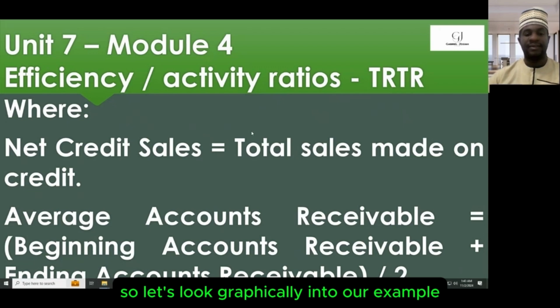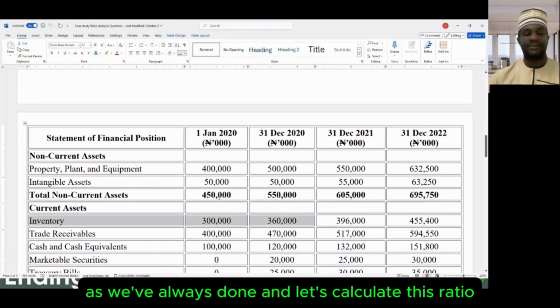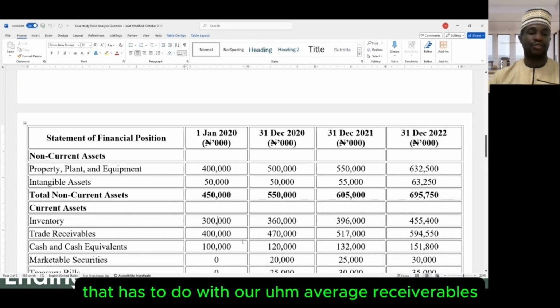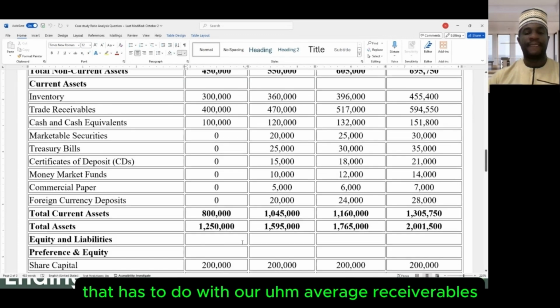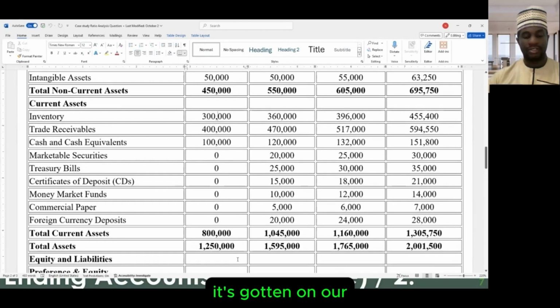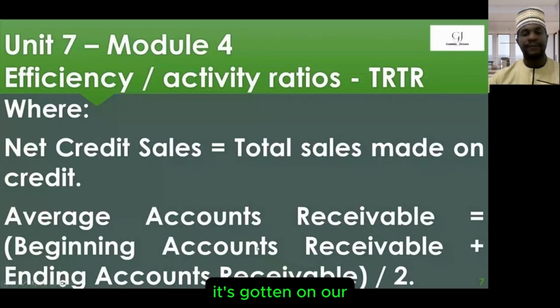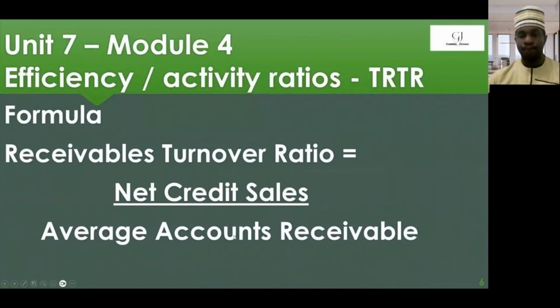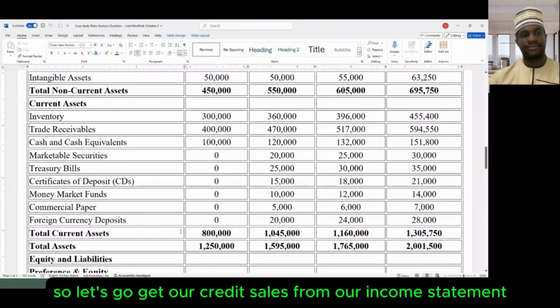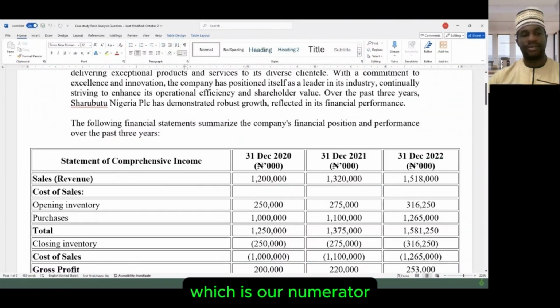So let's look graphically into our example as we've always done. And let's calculate this ratio, which is simple. Our numerator, which has to do with credit sales, is gotten from our SCI, which is the income statement. So let's go get our credit sales from our income statement.